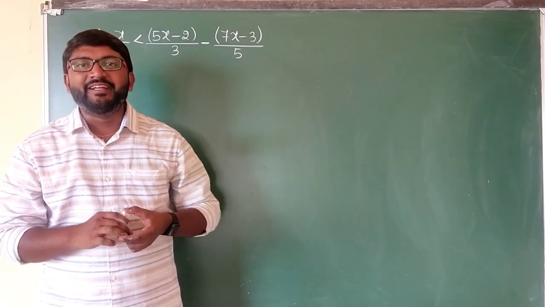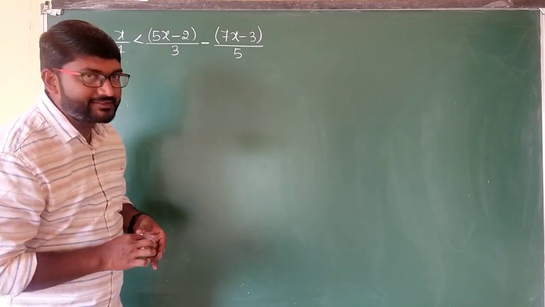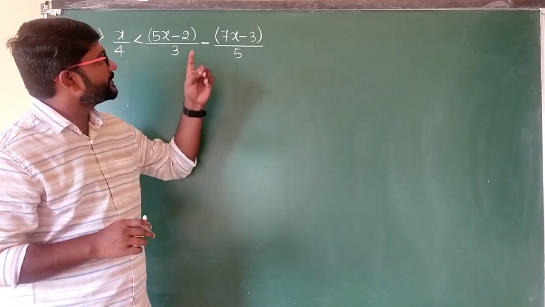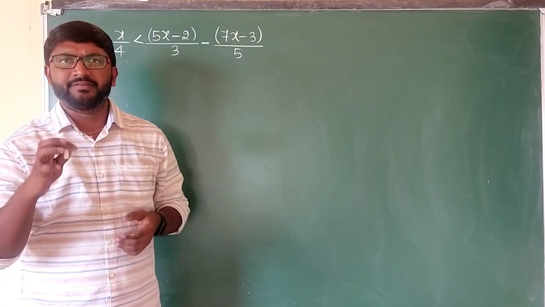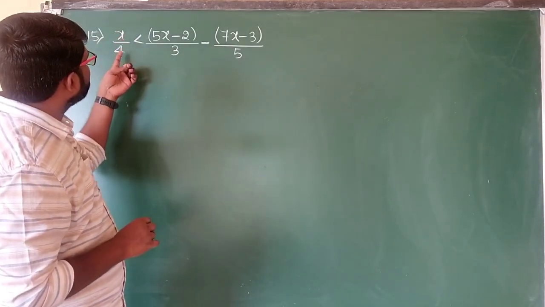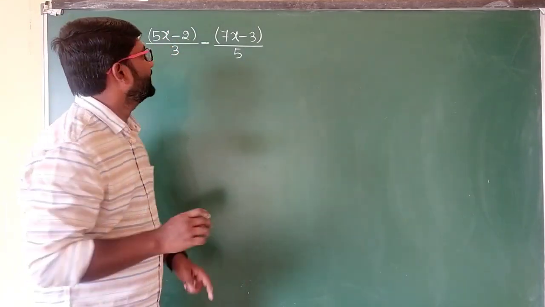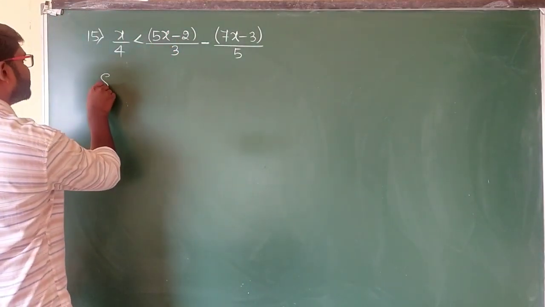Well, question number 15: x/4 < (5x − 2)/3 − (7x − 3)/5. Write the left-hand side term as it is, and here we will have to take the LCM. Let us go ahead with the solution.